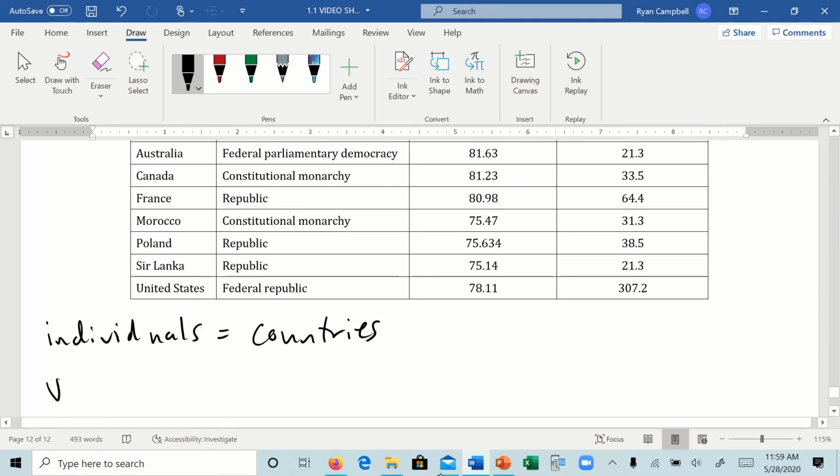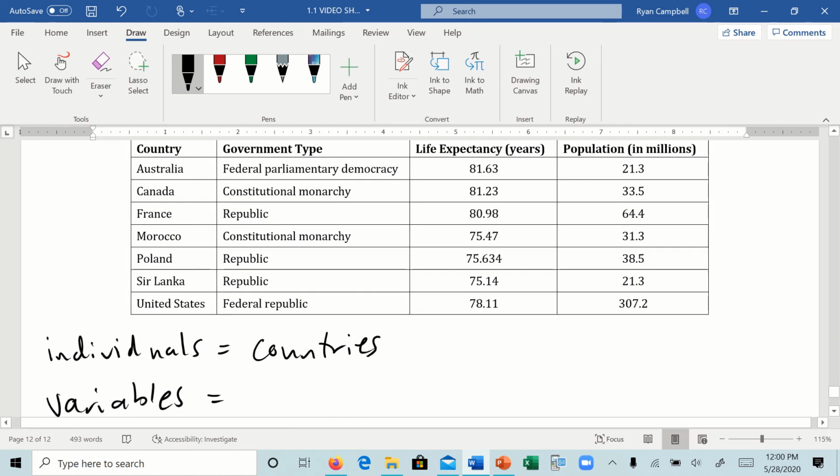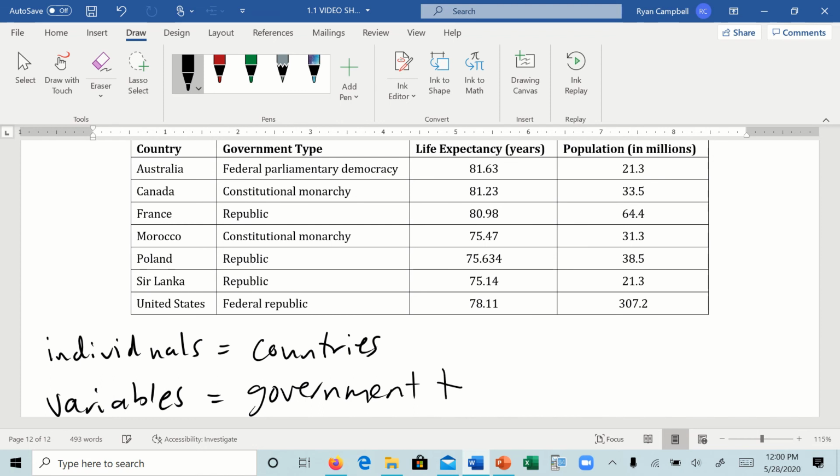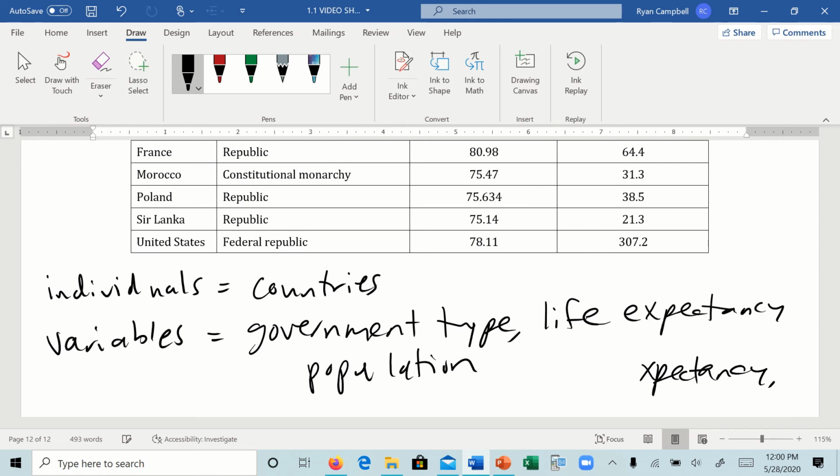All right, let's look at the variables. Remember we said if you're doing some sort of study, the data needs to vary. So what are the variables here? What are we studying? We're studying the government type, the life expectancy, and the population.